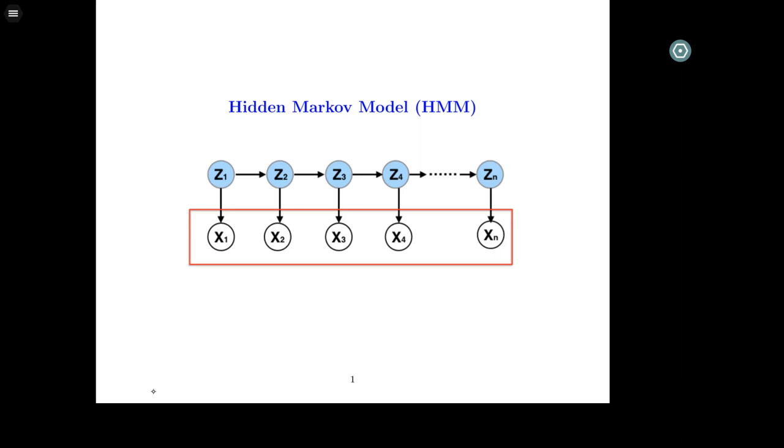Often you see we only observe the x's in those red boxes, and often you see people add the arrows, meaning, well, we start from generating z1 and then use a Markovian probability to keep generating the remaining z's, and then conditioning on z, the latent states, we can generate the x, okay?